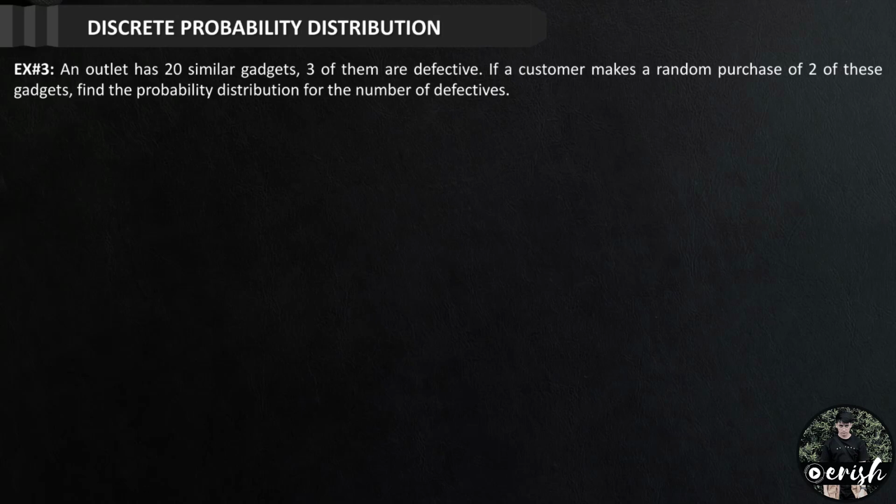Example number 3: an outlet has 20 similar gadgets. 3 of them are defective. If a customer makes a random purchase of 2 of these gadgets, find the probability distribution for the number of defectives. So we should observe the type of this problem.